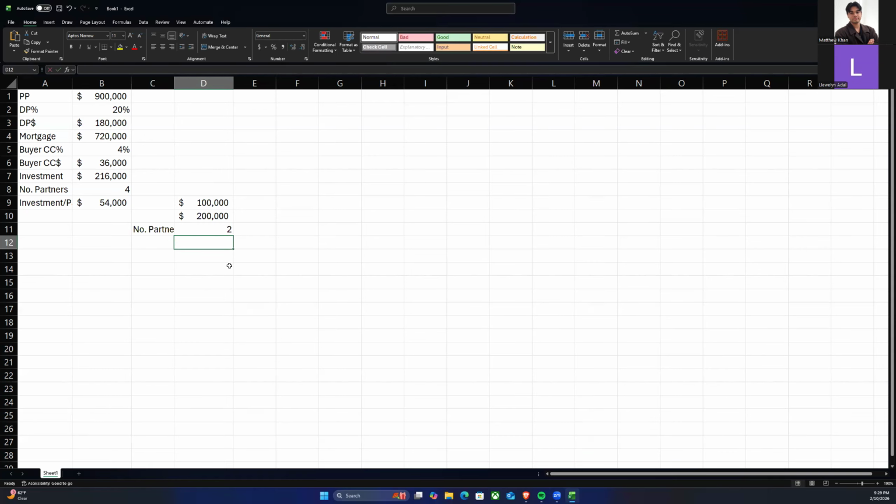Okay. Now, if this is the scenario, what is the ROI for both partners? If one will make 100%, if you split it in half for two partners, what will both partners make? Both are still making 100% on their investment. It's just half the amount.